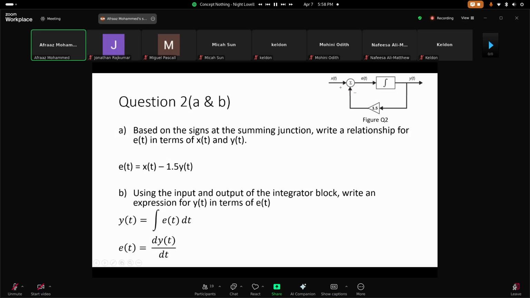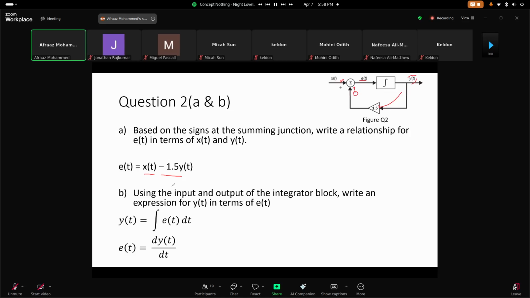All right, first, let's write a relationship for E in terms of X and Y. We have E as the output of the summing junction, and we look at all the terms coming in. Coming into the summing junction, we have x of t, and then we have 0.5 y of t, but there's a negative sign also. So minus 0.5 y of t.